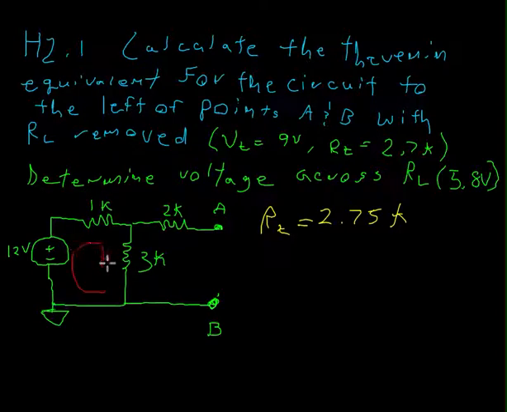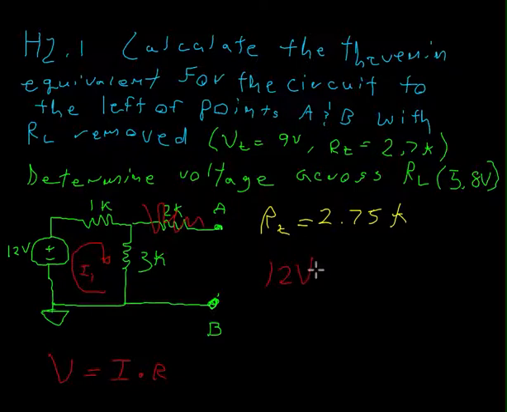You come around this loop here and we calculate I1, which is fairly simple because we can't consider the 2K, since it's not part of the loop. So get rid of that, which gives us our 12 volts. Ohm's law says that the voltage is equal to the current times the resistance. So we have 12 volts over the resistance, which is just the two resistors in series, 4K ohms, which is going to give us 3 milliamps.